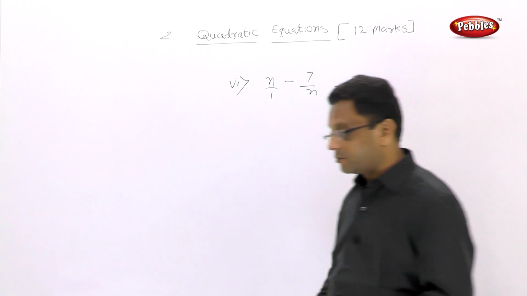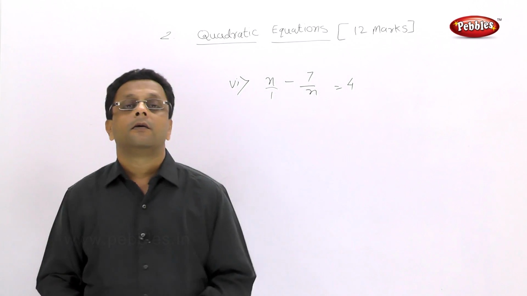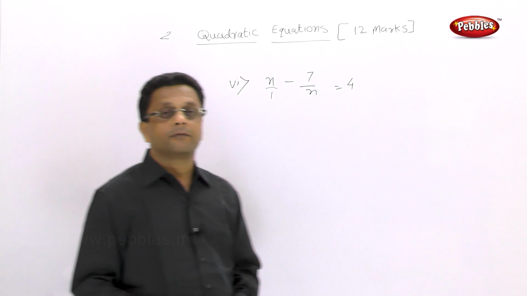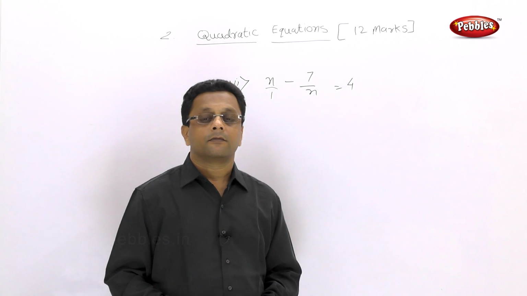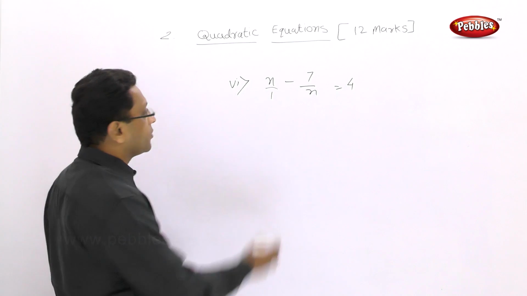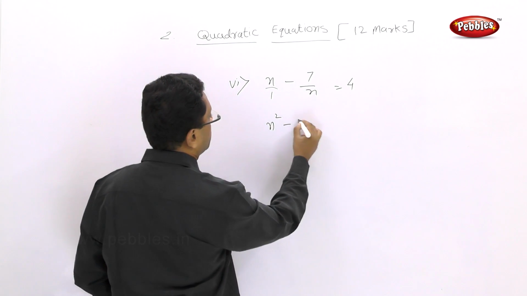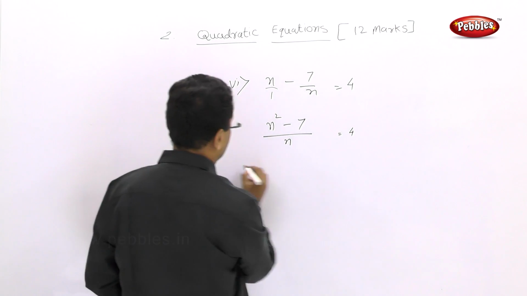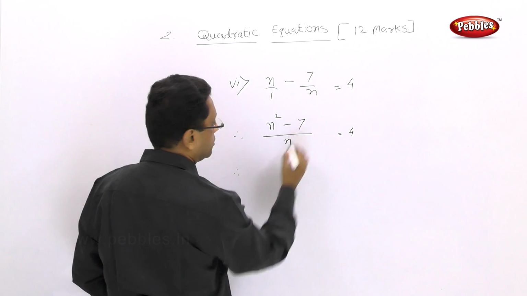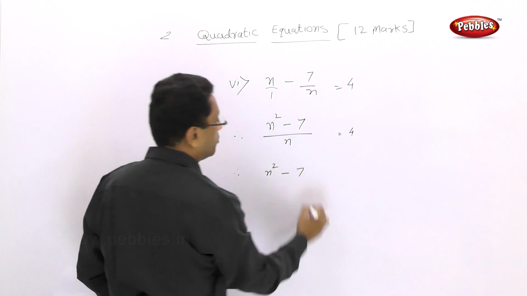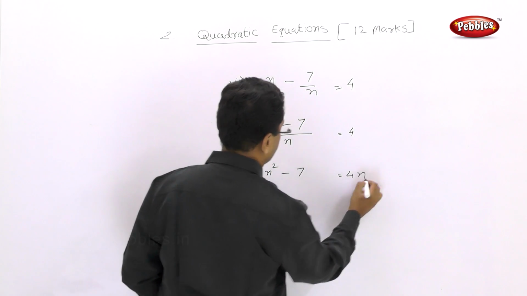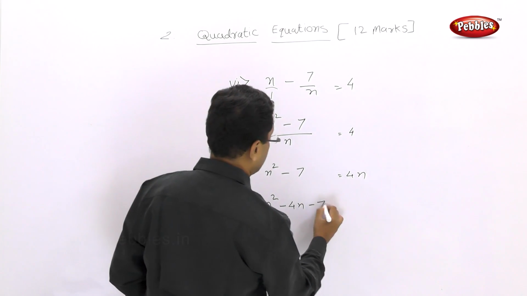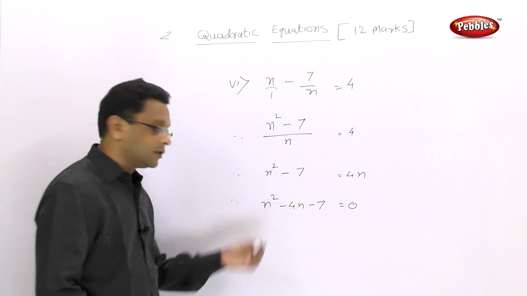So what will be the answer? Will you be able to solve it? Just try it yourself. Pause the video and try it yourself. Okay, let us see. N square minus 7 upon n equal to 4. So n square minus 7 equal to 4n. So n square minus 4n minus 7 equal to 0. This is the standard form.